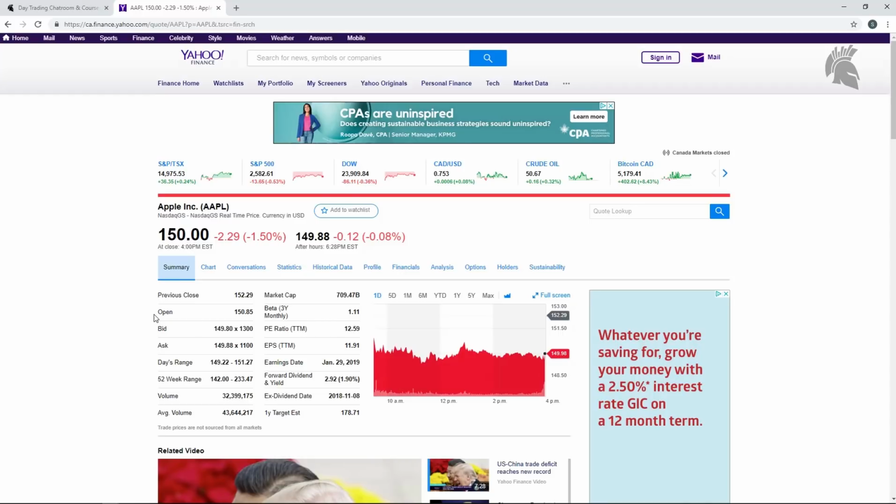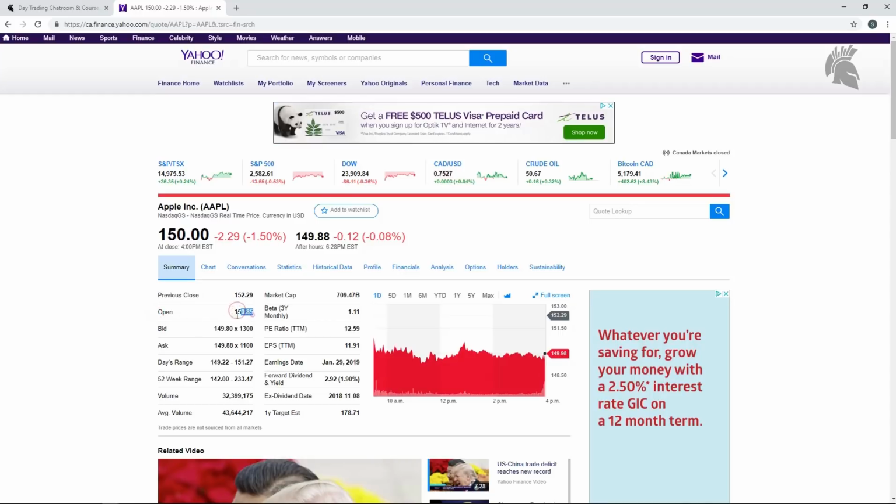The open would be the opening price of today, and we can see that the opening price was lower than the previous close price. The stock gapped down, so in the after hours and in the pre-market, the stock price of Apple did decrease, and when the market opened up at 9:30 Eastern, you can see that's where the price was.